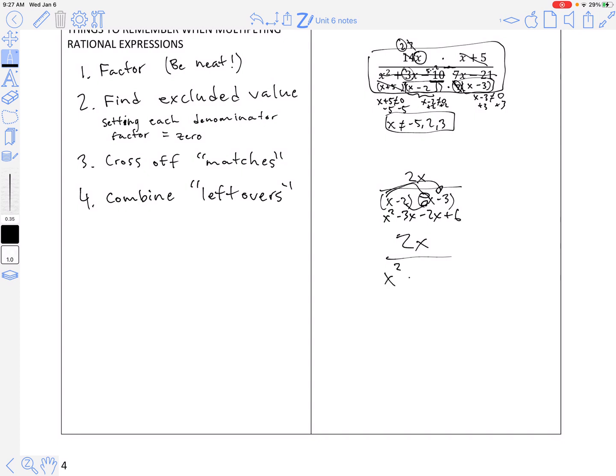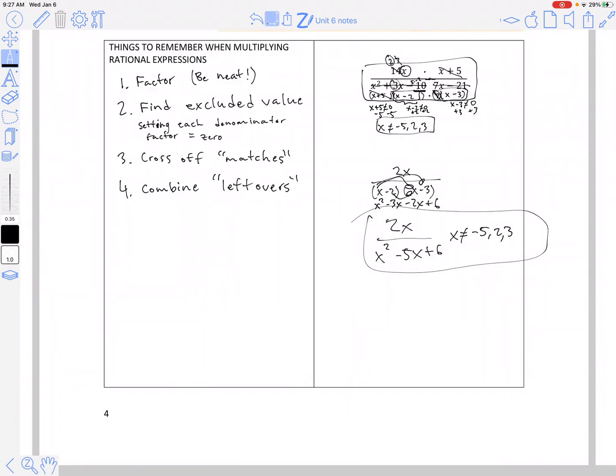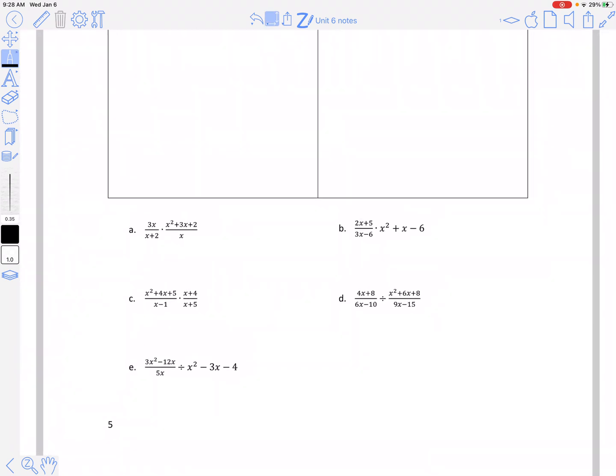So I have x squared minus 5x. And then I'm going to have plus 6 there. So that is my reduced multiplied fraction. But x can never be negative 5, 2, or 3. Okay. All right, so that is how you multiply. So go ahead and flip the page, and we're going to go down and do a few examples.